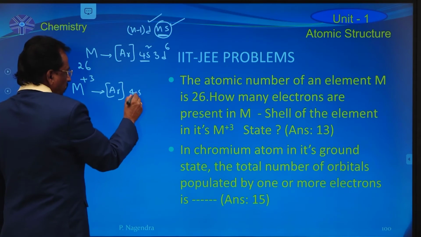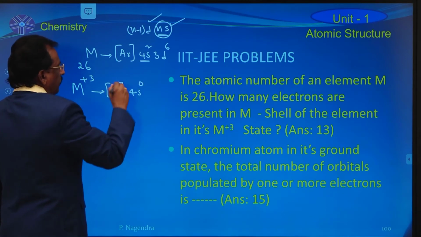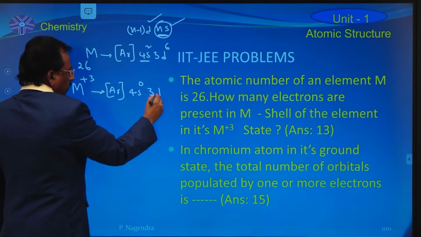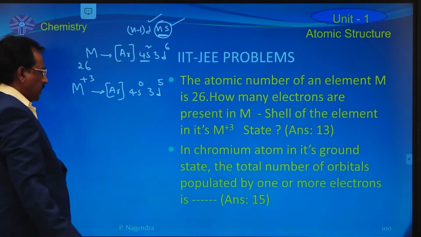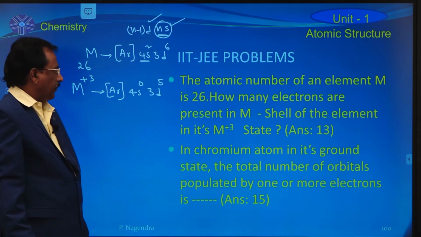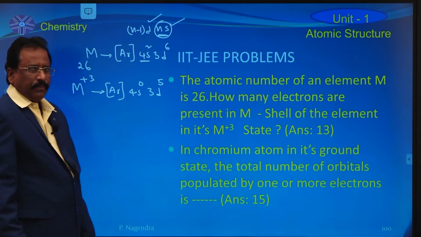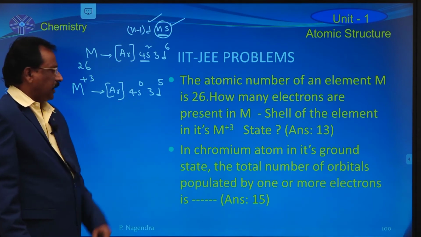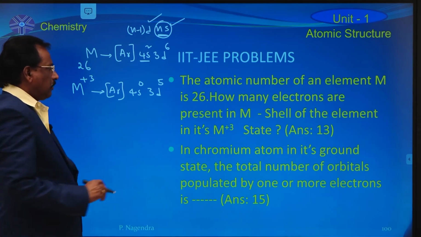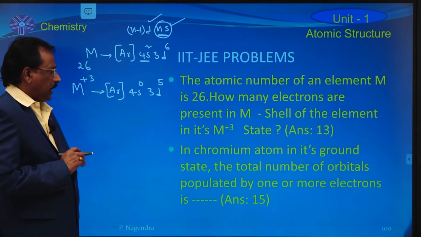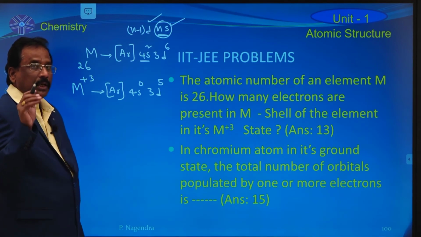That means 4s0. The remaining electron should be removed from 3d. So this becomes 3d5. So this is the outer configuration of M+3. Now find out the total number of electrons present in the third energy level.